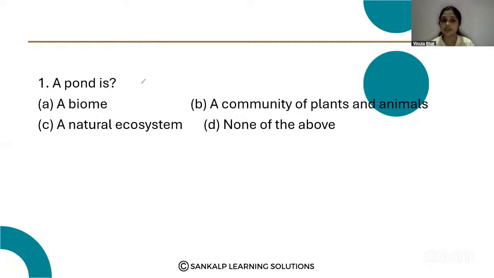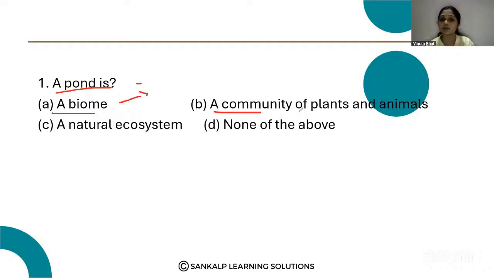A pond is a biome? So it is not a biome. Biome means it includes several different types of ecosystem, and the pond is not a biome, because a biome covers a large geographical area. A biome is a region that covers a large geographical area. A pond is not able to cover a larger geographical area, so it is not a biome.